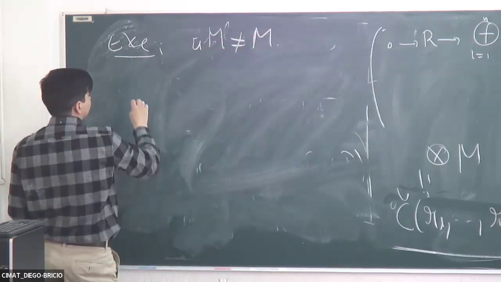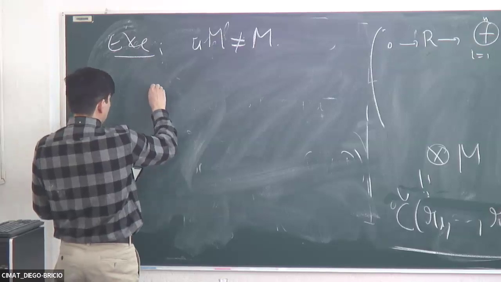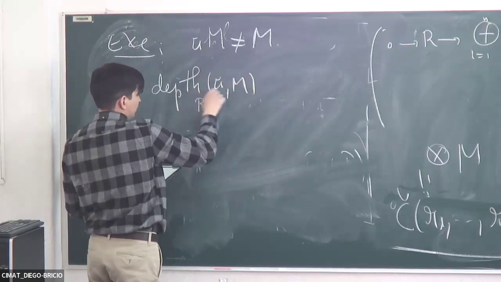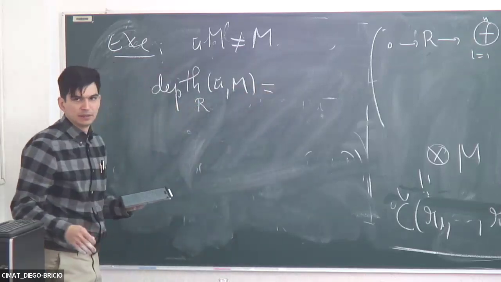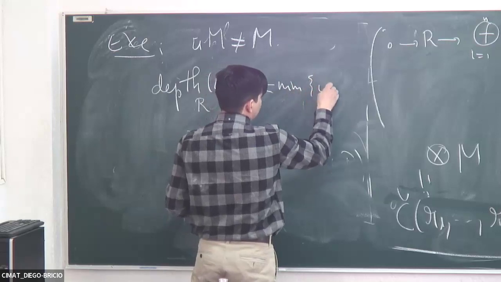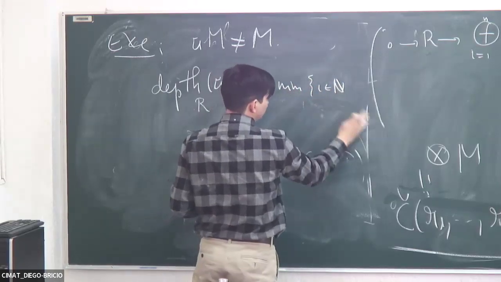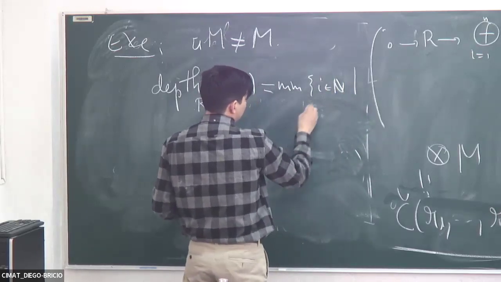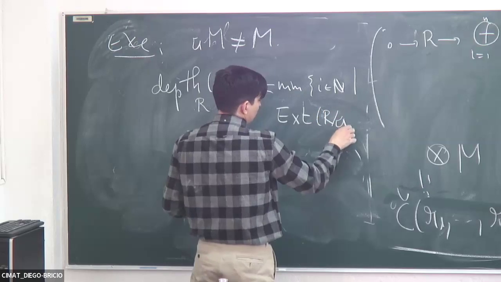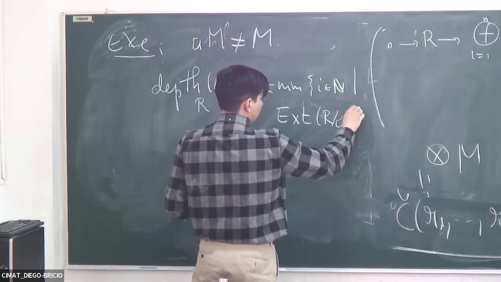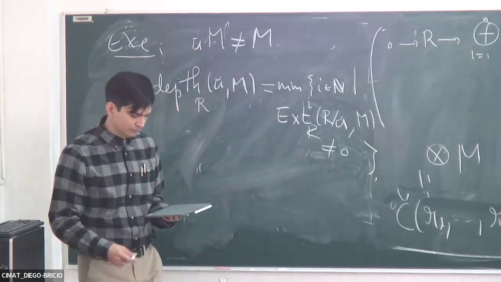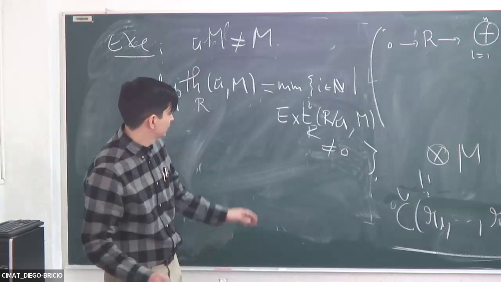So if you have this hypothesis, actually before, well, we saw this more or less, maybe in a particular case, but we saw that the depth of M with respect to A, remember that this is the length of a regular sequence of M, the elements inside A. We saw that this was the minimum I such that Ext^I of R modulo A, M, is not zero. This hypothesis here is to ensure that this set is not empty.